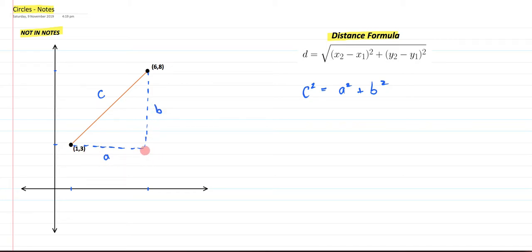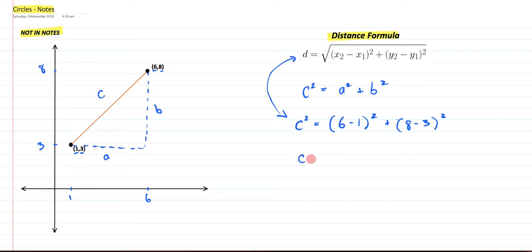Well, how would I find the length of A? It simply would be the difference in my x values. So here is 1 and here is 6. So if I wanted to find what A is, it's simply going to be 6 minus 1 squared. And if I wanted to find what B is, it's going to simply be the difference in my y values. So here is 3 and 8, so it's going to be 8 minus 3 squared. And this is my distance formula. The only difference between this and this is simply that I have square rooted both sides. So I could just as easily write it as this.